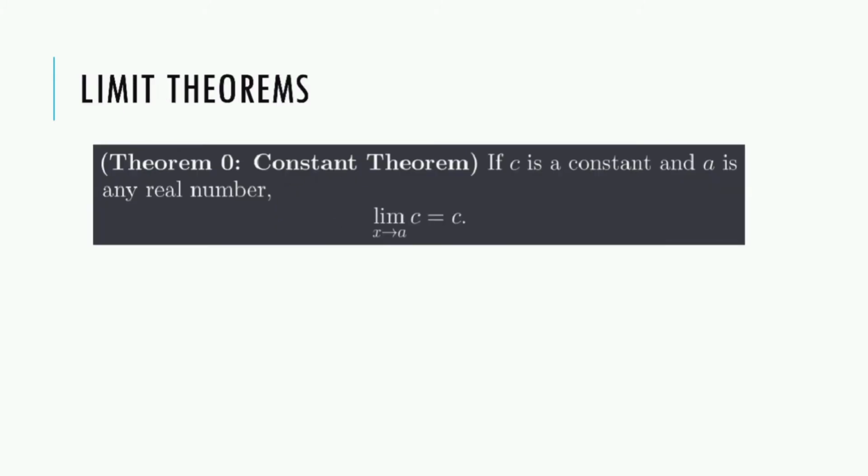Let us move forward to the limit theorems. For the first part, it is the constant theorem, which says that if c is a constant and a is any real number, then the limit of c as x approaches a is equal to c. This is known as the constant theorem.